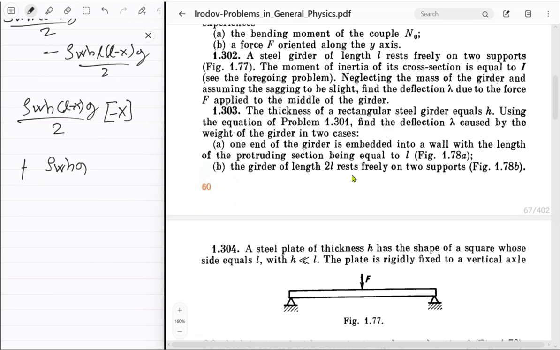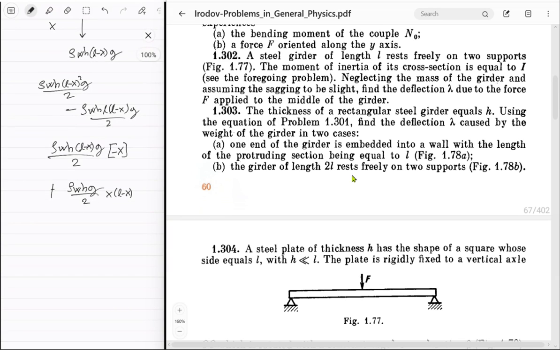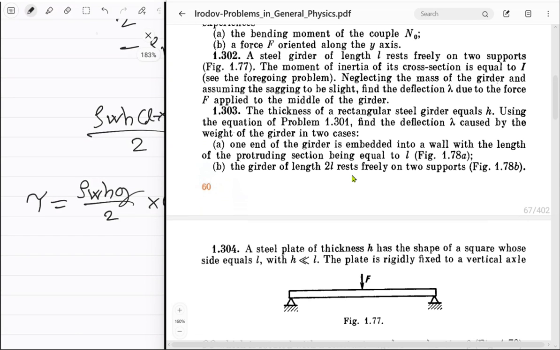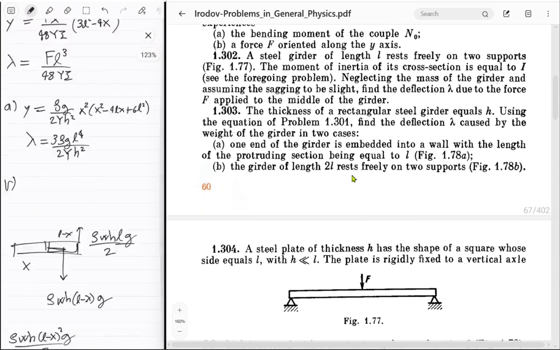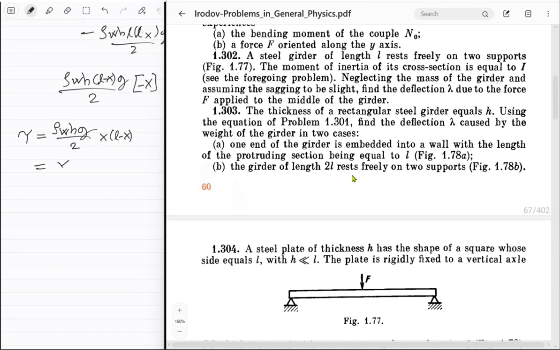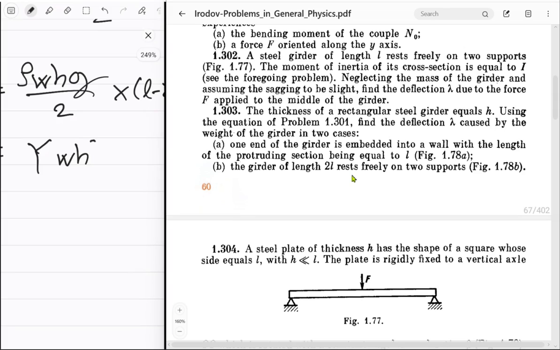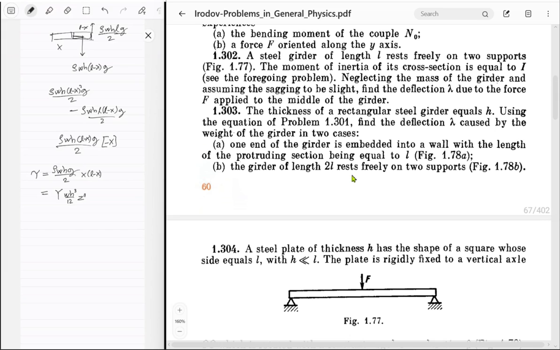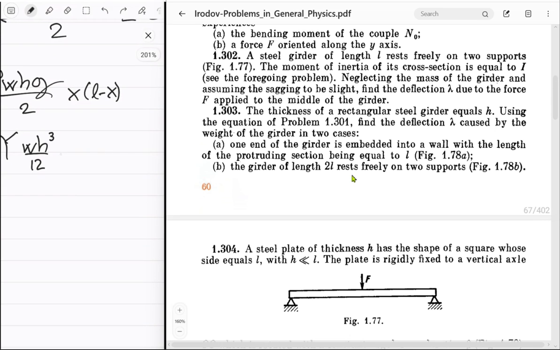Rho WHG upon 2, and then you got x times of L minus x. That is our y, so our torque. So this torque is equal to Young's modulus times I, which just happens to be WH cube upon 12, times y double dash, or z double dash. I think we should use z double dash from now on, not y, but it will just not look that aesthetic.